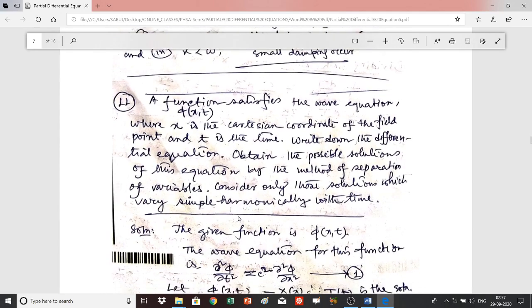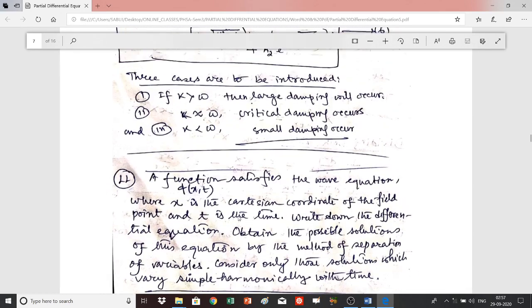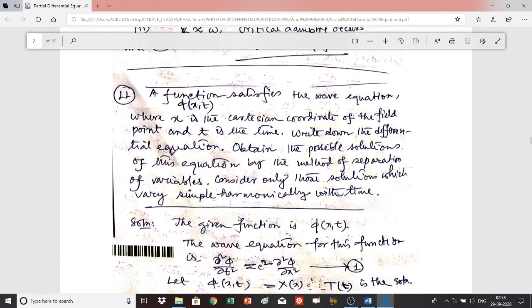Now the next problem is a function phi(x,t). The function phi(x,t) satisfies the wave equation, where x is the Cartesian coordinate of the field point and t is the time. Write down the differential equation. This is the first thing you have to do, and then obtain the possible solutions of this equation by the method of separation of variables. Consider only those solutions which vary simply harmonically with time.